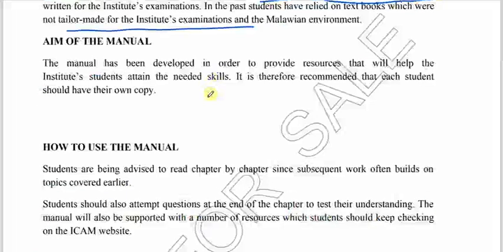So, what is the aim of the manual? The manual has been developed in order to provide resources that will help the institute student attain the needed skills. It is therefore recommended that each student should have their own copy. So the main aim of the manual is basically equipping you with the right knowledge, right? Necessary for you to pass the exam, but most of all, to use it and apply it in the real world. So you definitely have to have a copy. The good thing is that the copies are available for digital copies, so it's close to free. So you can even find your hard copy at ICAM offices at 3,000 or from people that have already passed the exam.